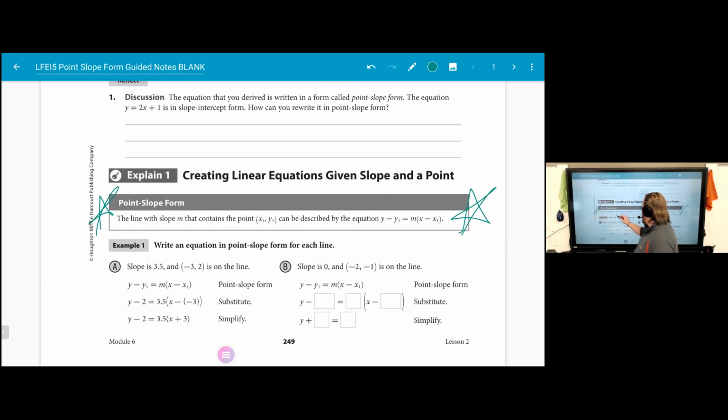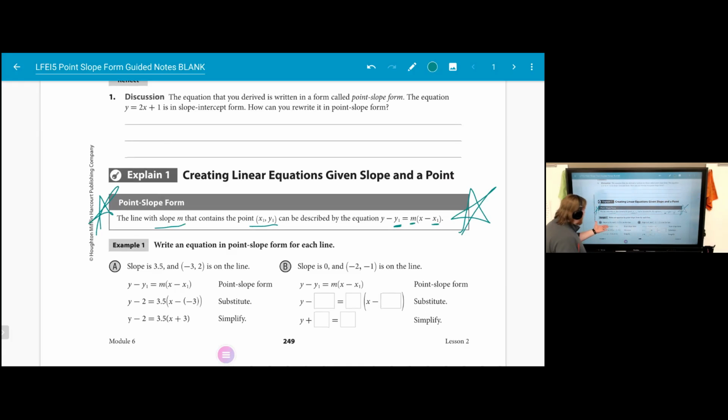If you have a slope and a point that's on a line, you can write this in the form of y minus y1 equals m times x minus x1. And what that means is all you need to replace is y1, m, and x1 when you write the end product, when you're trying to write that equation. What does that look like? Well, let's take a look at a couple examples here.